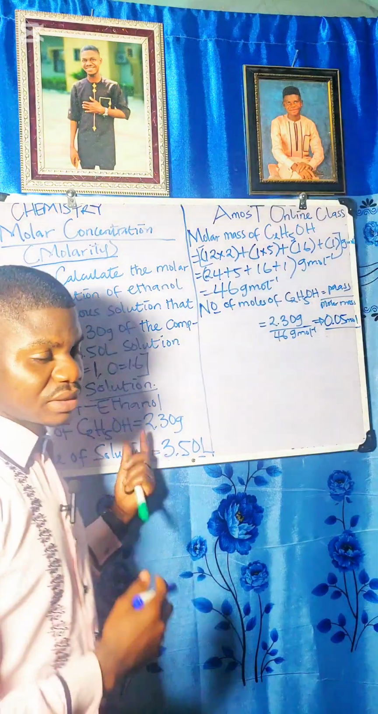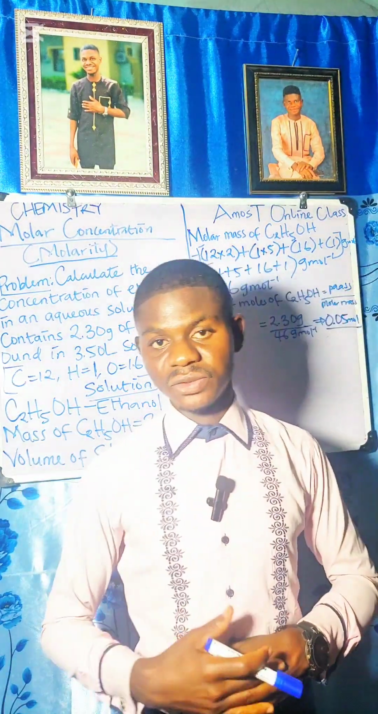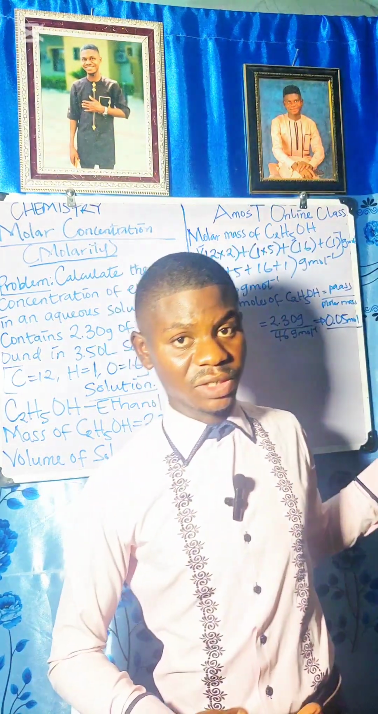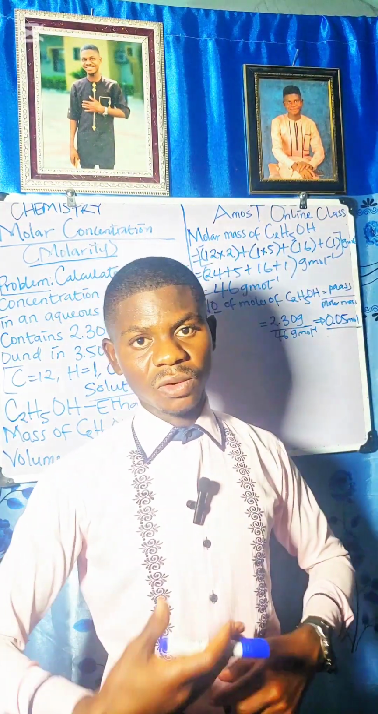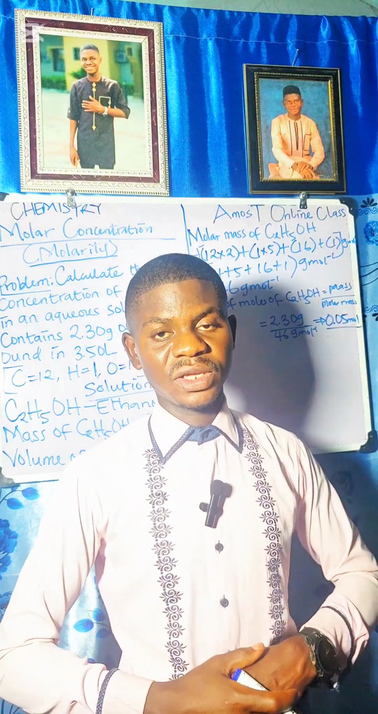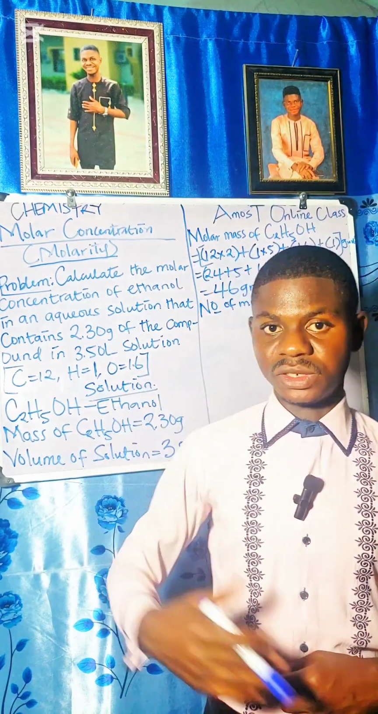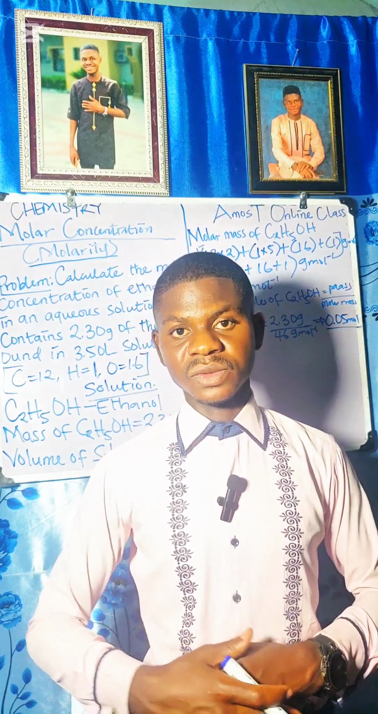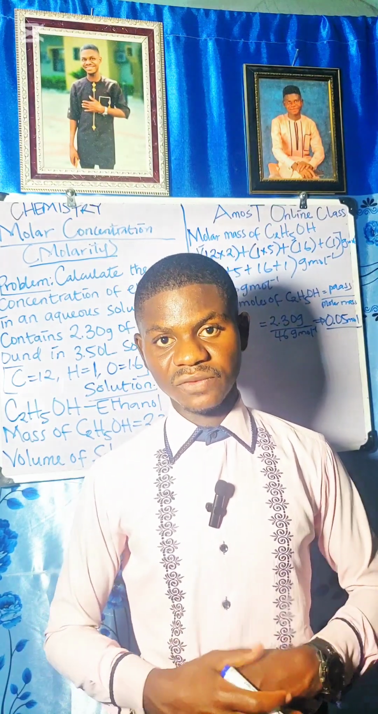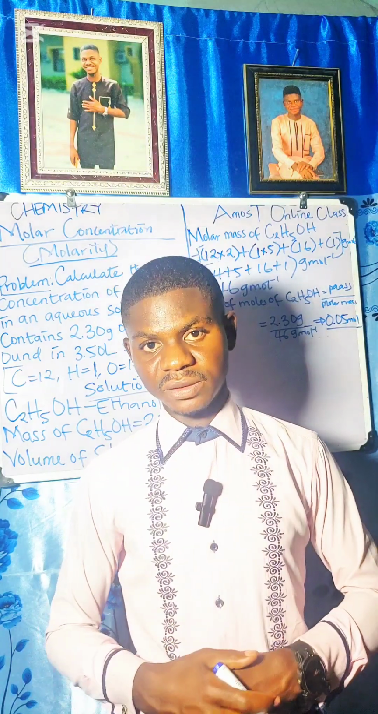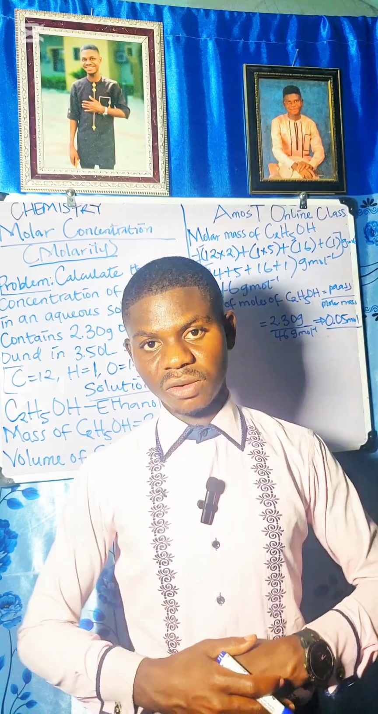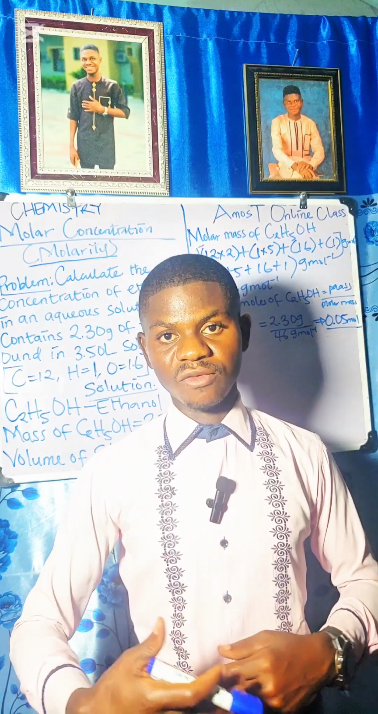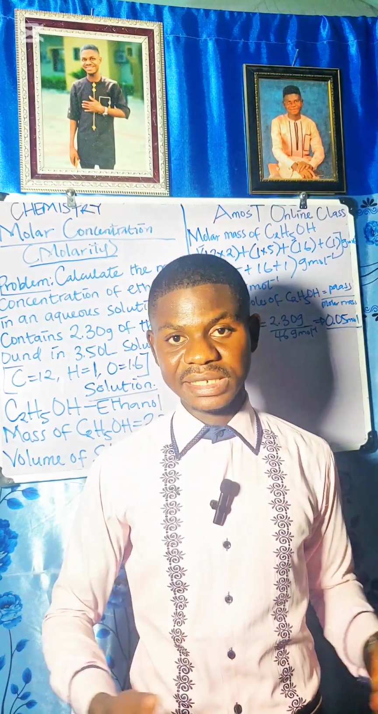But that is not the final answer. The question says we should find the molar concentration of ethanol, not the number of moles of ethanol. So how do we find the molar concentration of ethanol in this solution? Remember that I had previously defined molar concentration of a solution of a chemical species as the number of moles of the species that is contained in 1 liter of the solution.